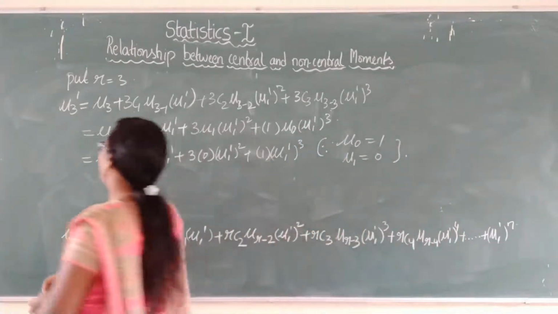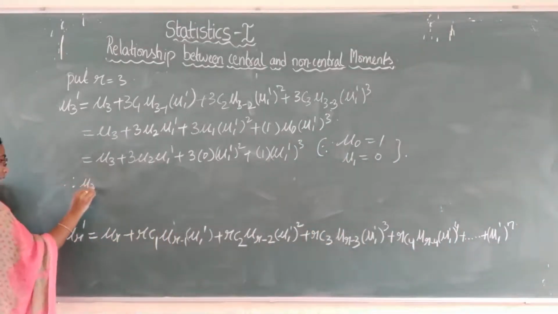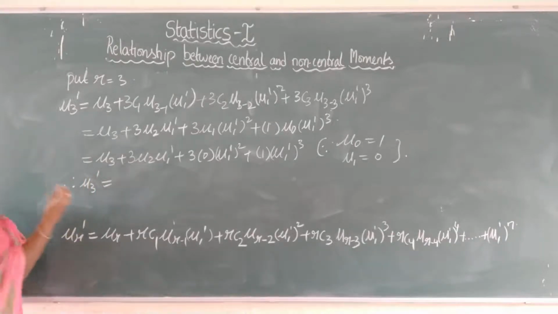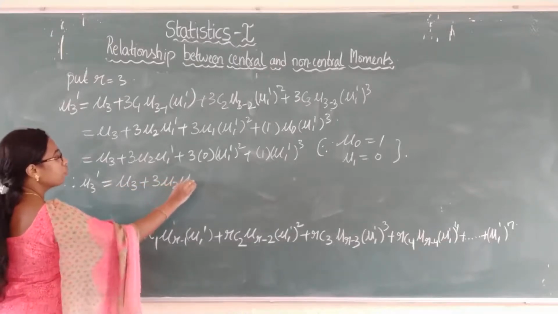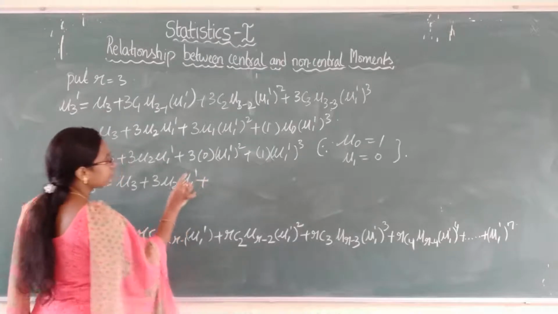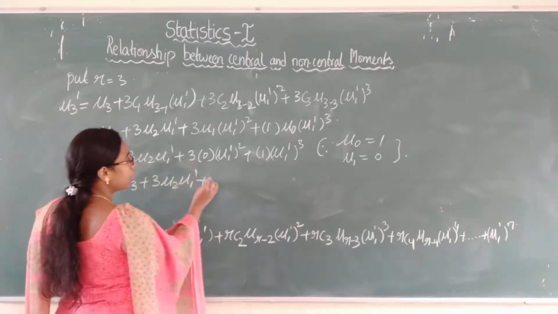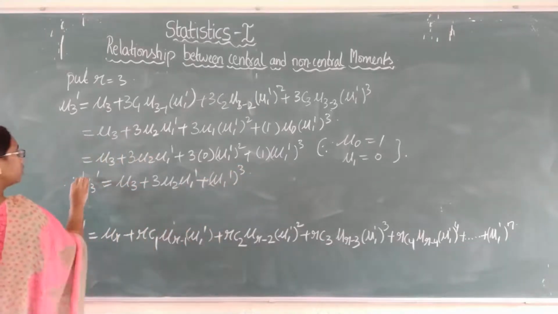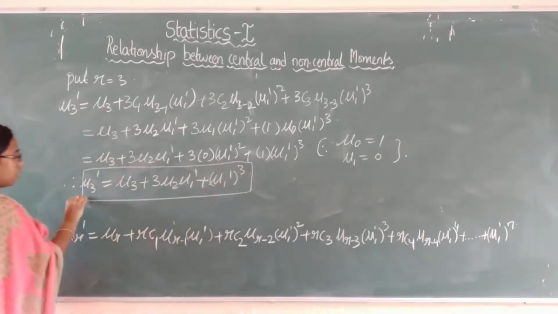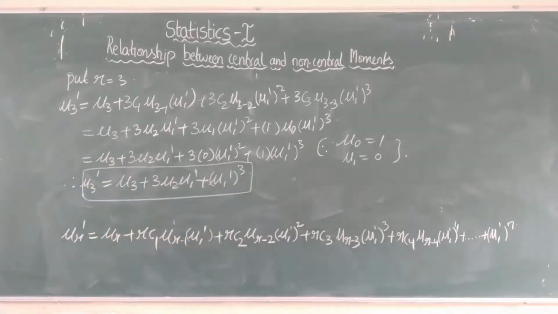0. Now therefore, what is the required mu3 dash value? Mu3 dash is equals to mu3 plus 3 mu2 mu1 dash plus 0, into this complete term will become 0, plus 1 into mu1 dash cube, that is mu1 dash cube. So this is the required mu3 dash, that is the third non-central moment in terms of the central moments. Now we are going to substitute r equals to 4.